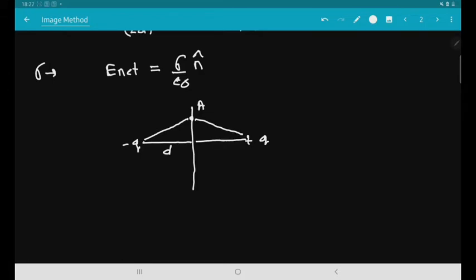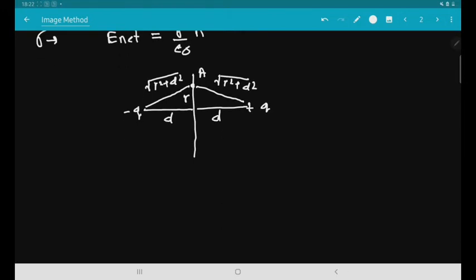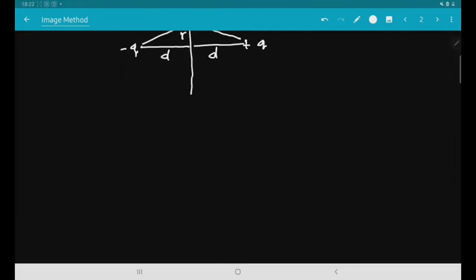We know this distance is d. Let us take this distance as r, and we'll have to calculate the distance from the negative charge to A. This distance will be simply the square root of r square plus d square. This will also be the square root of r square plus d square. So to calculate the net force, one more thing we will have to see is in what direction these fields are. So let me draw the triangle here again.